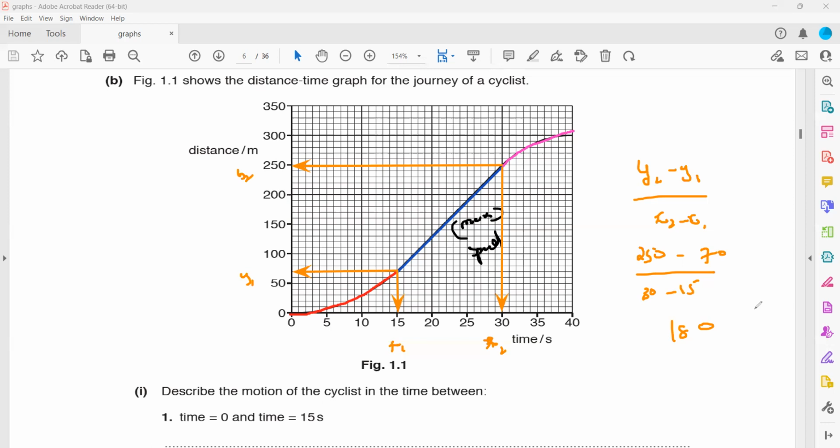Why do we specifically select this region? This region is because it has the maximum gradient. The region which has the maximum gradient will have the maximum speed. So the maximum speed will be 12 meters per second. So that's the maximum speed. Is this part clear? How we work out the average and the maximum speeds? Yes, sir.